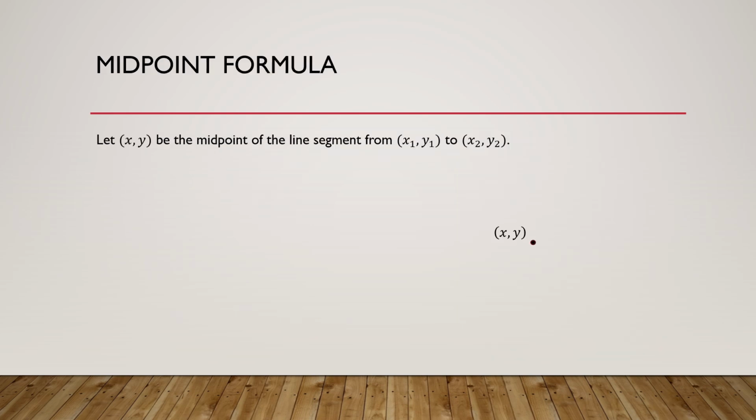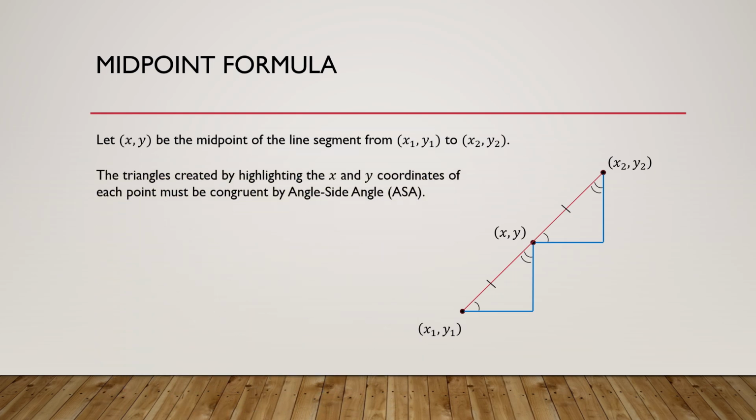Let (x, y) be the midpoint of the line segment (x1, y1) to (x2, y2). By using the x and y elements of the line segment, we can create two triangles. By definition, the two sides (x2, y2) to (x, y) and (x, y) to (x1, y1) are of equal length. Also, the two angles connecting the line segments with the x and y components must also be equal. This makes the two triangles congruent by angle side angle.